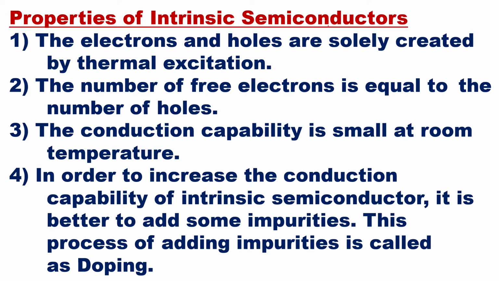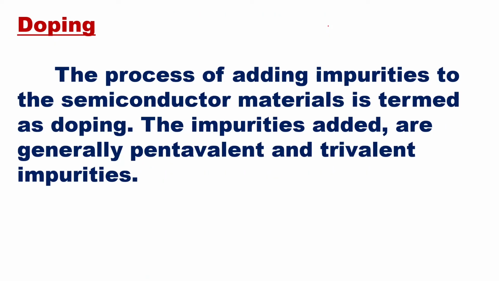Therefore, to make this material have a proper flow of current at room temperature, we go to a method of adding some impurity to it. By adding impurity, we can either increase the electrons in that crystal, or we can increase the holes in that crystal, and therefore we have more charge carriers for the current to flow. As I told you earlier, doping is the process of adding impurities to the semiconductor material.